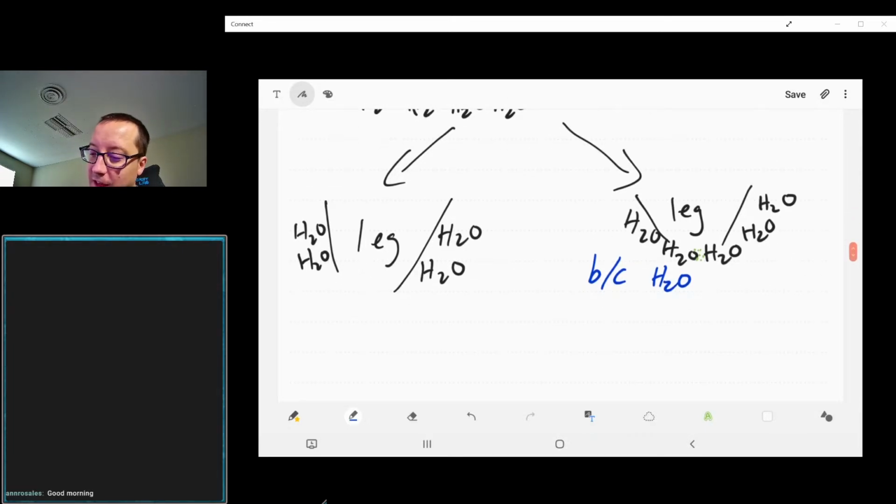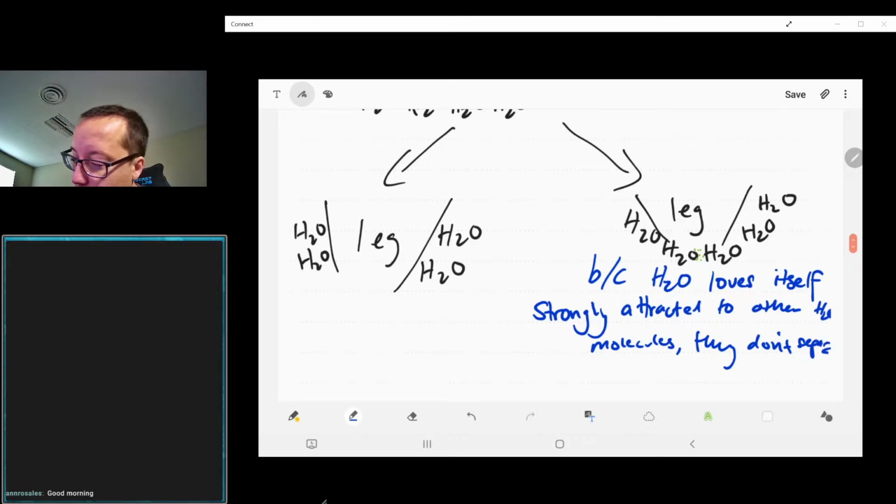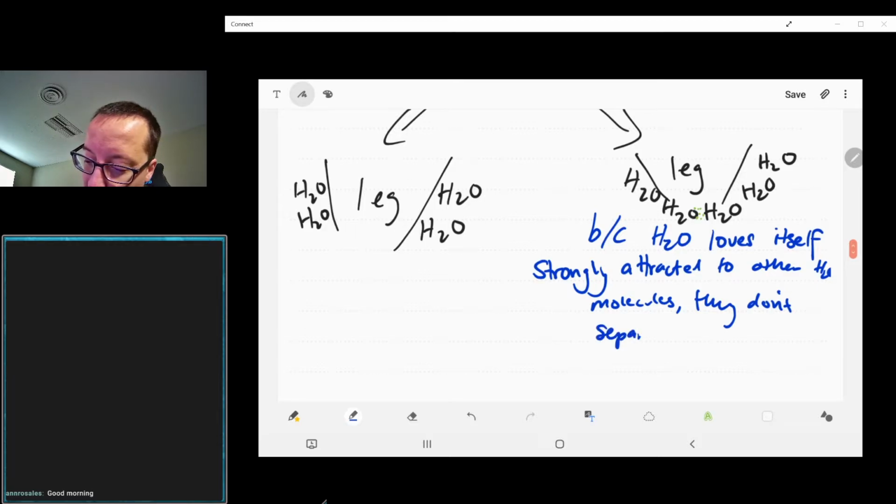Okay, so because the H2O loves itself, that is to say they are strongly attracted to other water molecules, they will not separate easily.